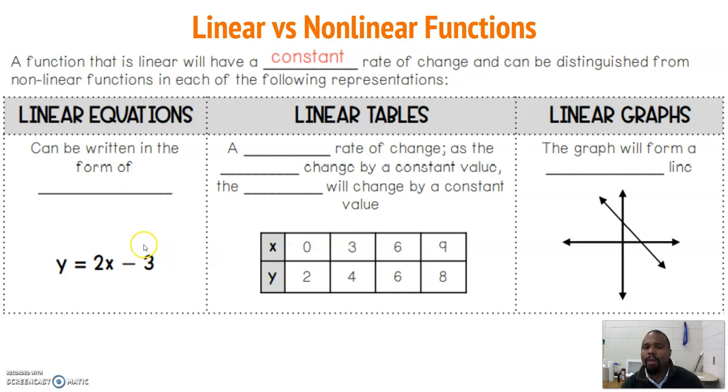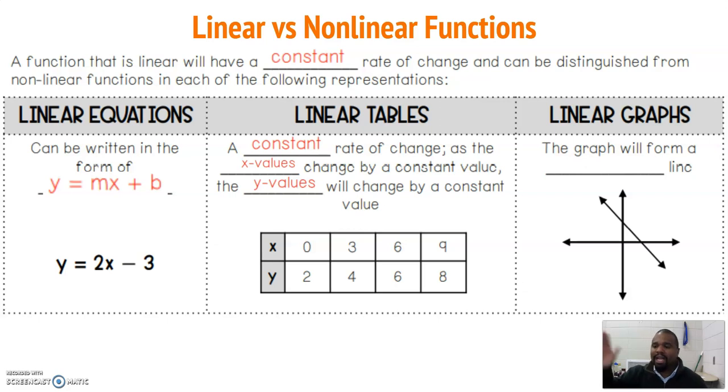If you have the format of y equals mx plus b, we'll talk about this more intensely in another lesson, but if it's in this format, then it's going to let you know it's a linear function. If you look at a table, you have a constant rate of change: x changes by a constant value and y changes by a constant value. An example would be 10x. You get paid $10 an hour, so for every hour you work, you get paid at a rate of $10. That's a constant rate of change.